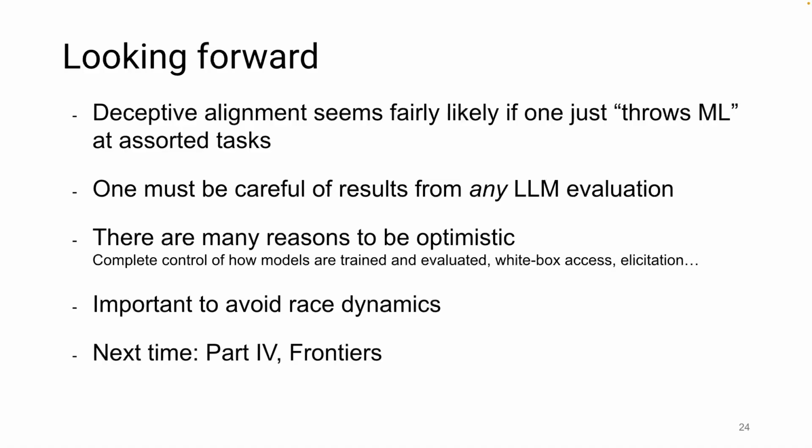Next time we'll be talking about frontiers, thinking a little bit more about some other things that could go wrong, but a lot more about reasons to be optimistic, research agendas that are looking to make AI systems safer and better, before finally looking at how we expect AI systems to develop over the next 5 to 10 years.